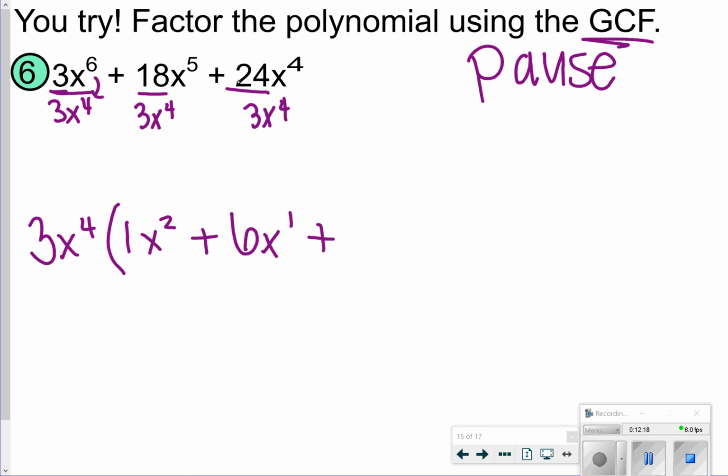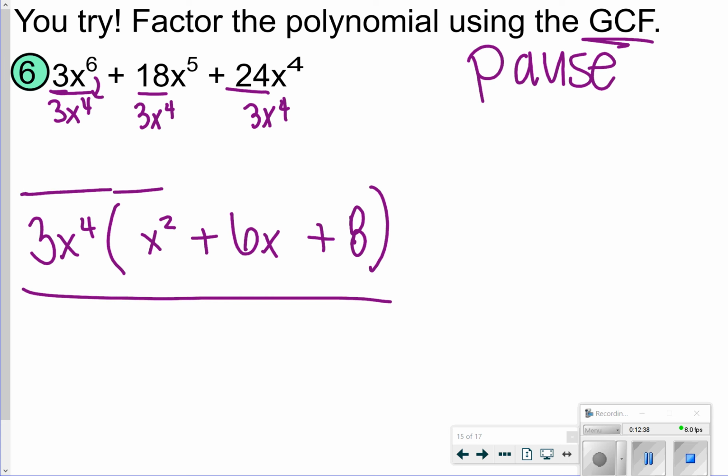And then the last one, I have 24 divided by 3, which is 8. And then x to the 4th divided by x to the 4th, or subtracting, both give you 0, so that's going to give you 1, which means my answer is 3x to the 4th, parentheses, x to the 2nd, plus 6x plus 8. And I went ahead and just erased those 1s that I had for exponents and for coefficients.